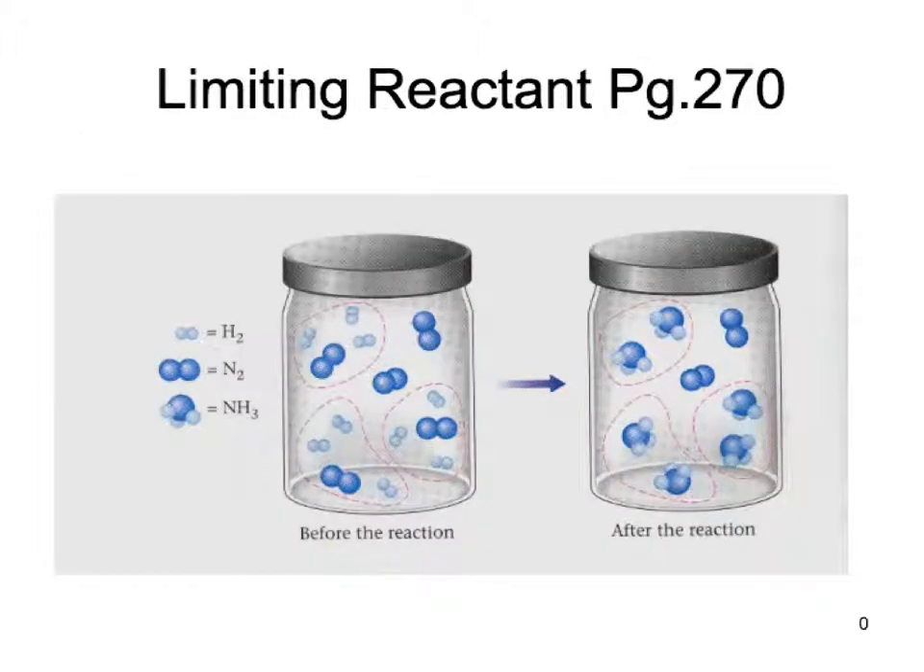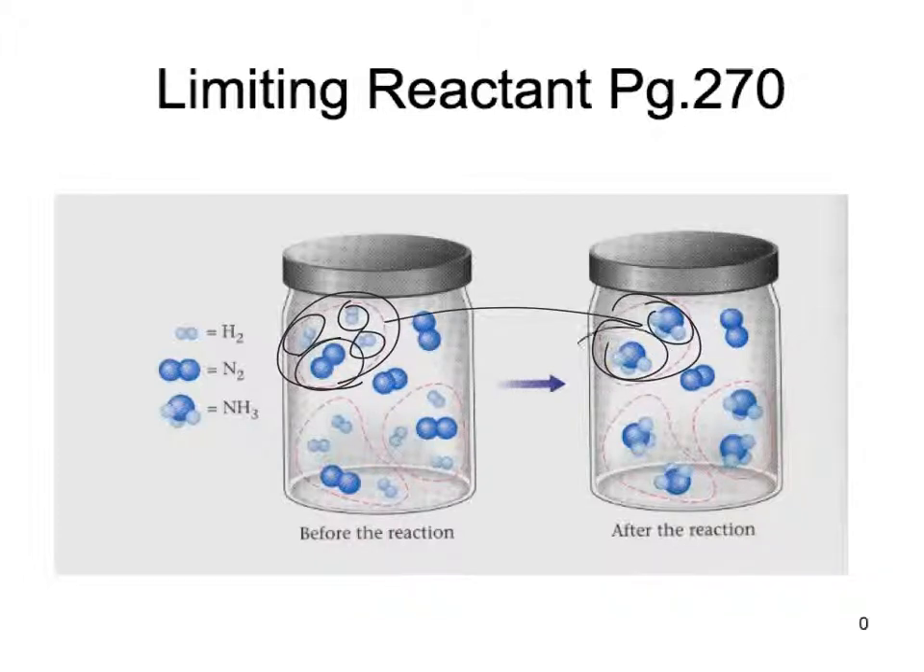But now for this next slide here, we have the three hydrogens, the one nitrogen, making the two ammonia molecules. And it goes on like that, but we have some nitrogen left over. So what we're basically going to do is calculate what's going on here.